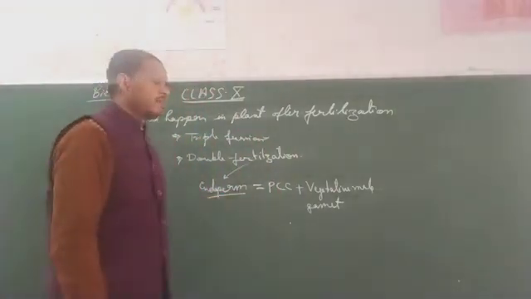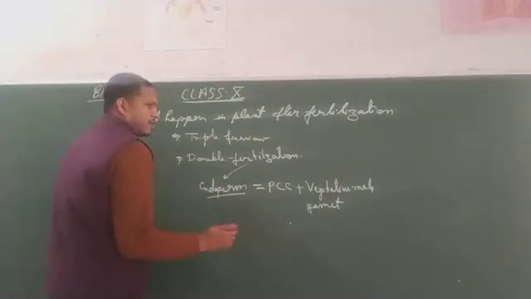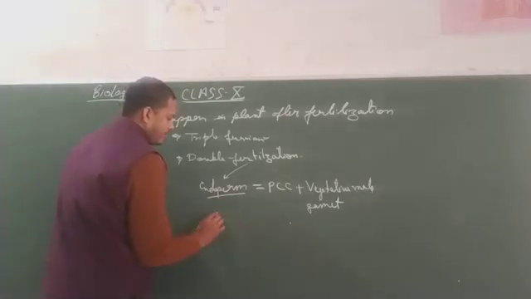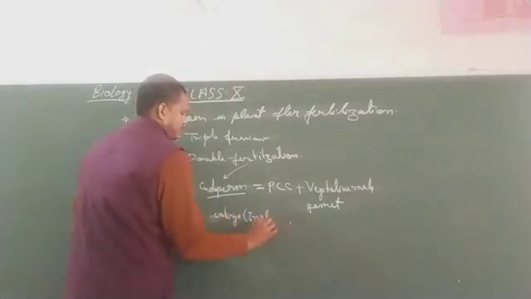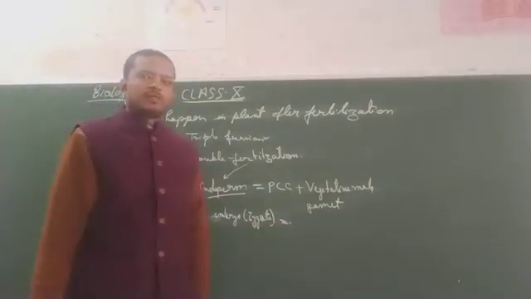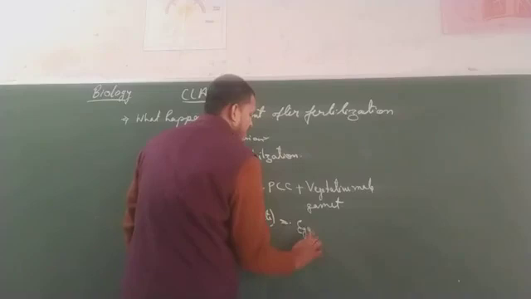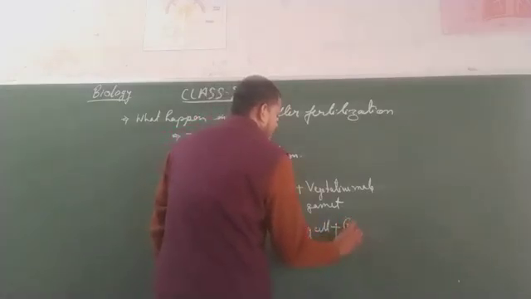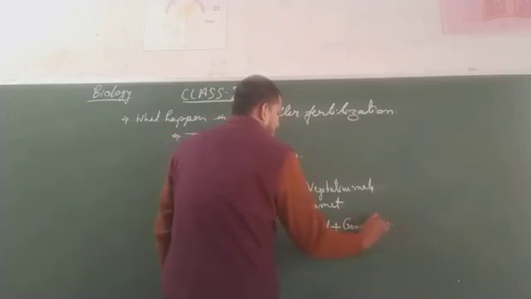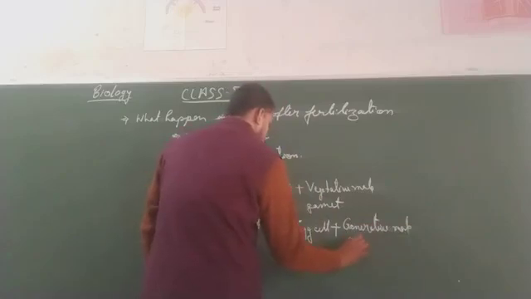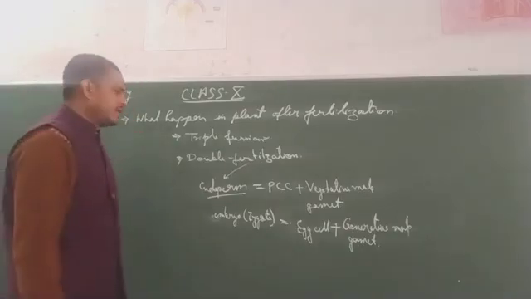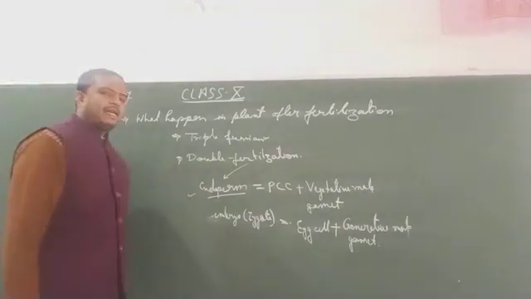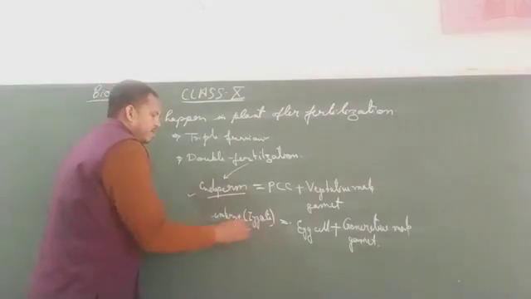And the egg cell, or rather the embryo, the zygote, is formed. The zygote is going to develop into the embryo, which is the result of the egg cell plus the generative male gamete. So once fertilization is done, the result is the endosperm and the embryo, that is, the zygote.